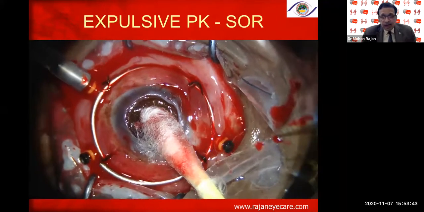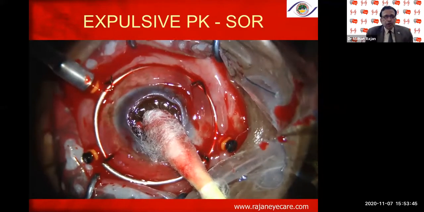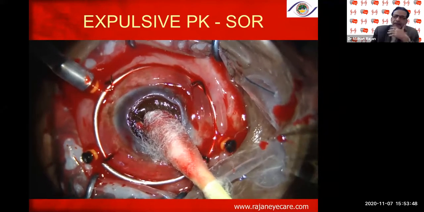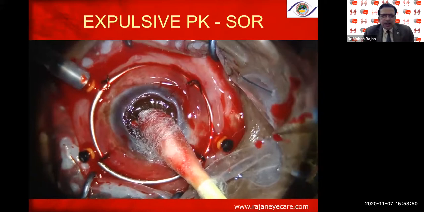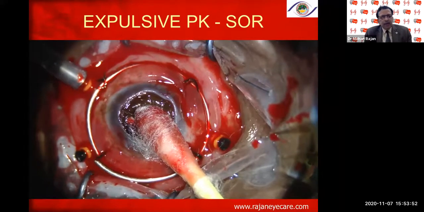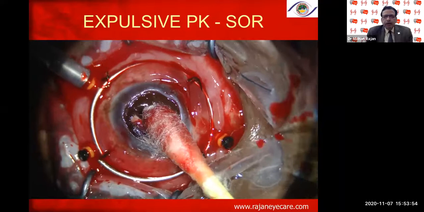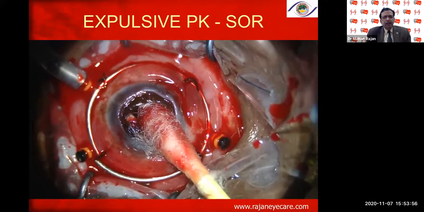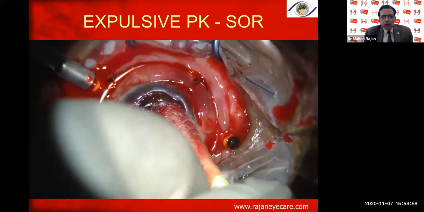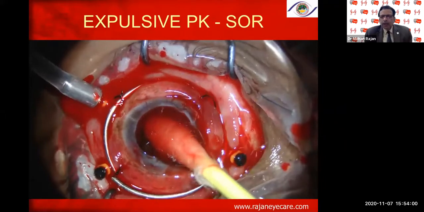Again, expulsive hemorrhage, nobody wants to face this. Just to show you an expulsive hemorrhage. When you have an expulsive hemorrhage, you become jittery, and all of a sudden, very rare with phaco, it has happened to me also a long time back. This is to show you an expulsive hemorrhage during a PK and SOR. You can see the whole thing.